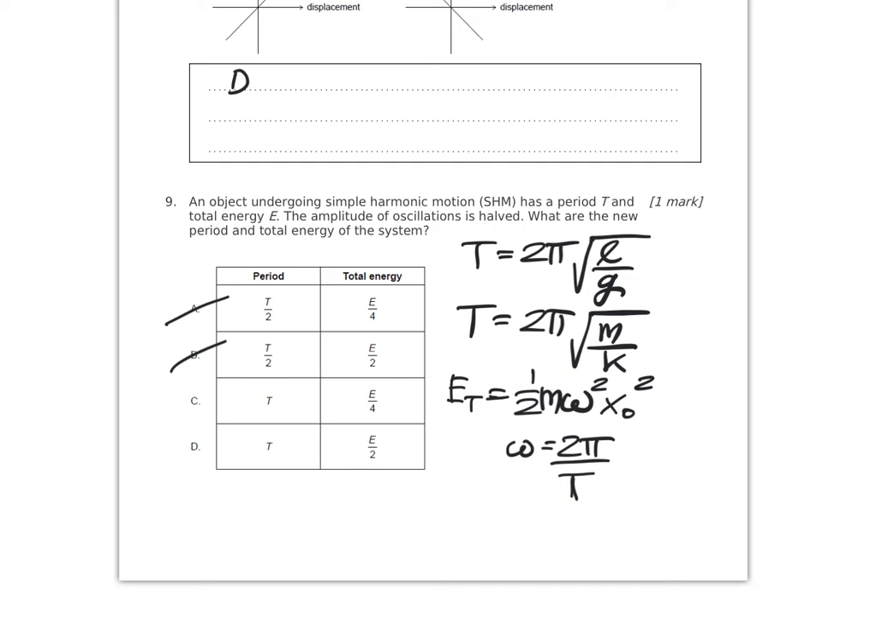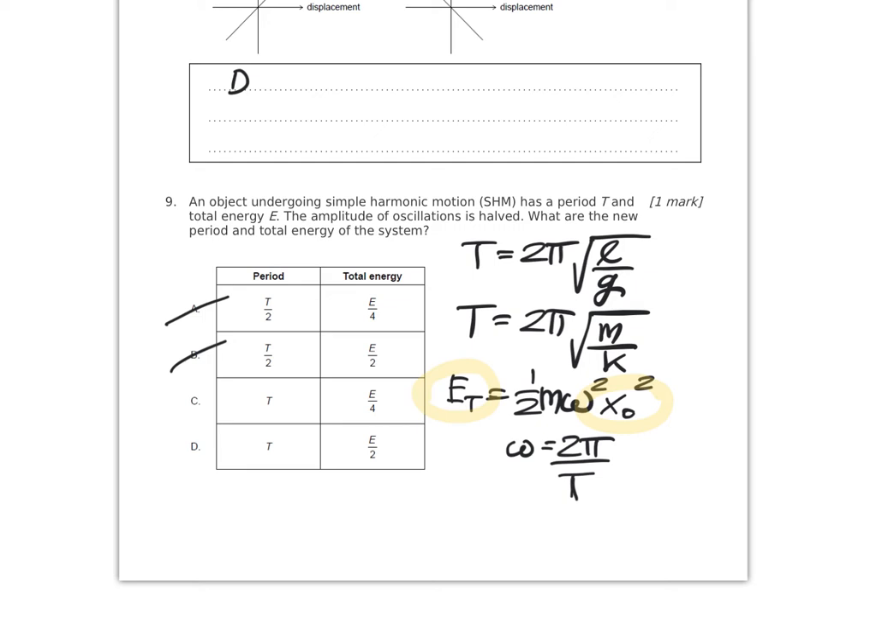But as we said before, changing the amplitude does not affect the period, so the period is going to remain unchanged. But the amplitude does affect the total energy. We can see that, there it is. Total energy and amplitude are related. In fact, total energy is related to the square of amplitude.